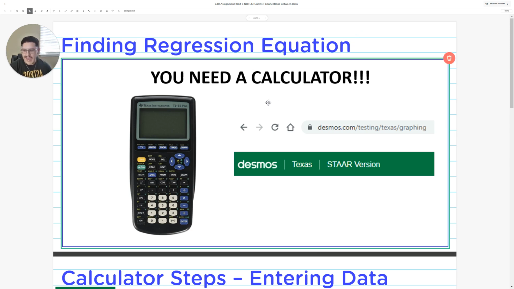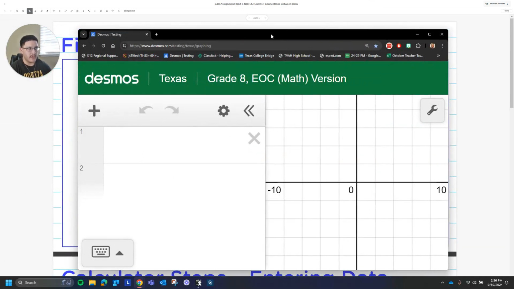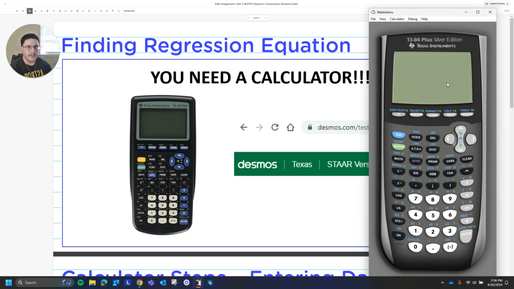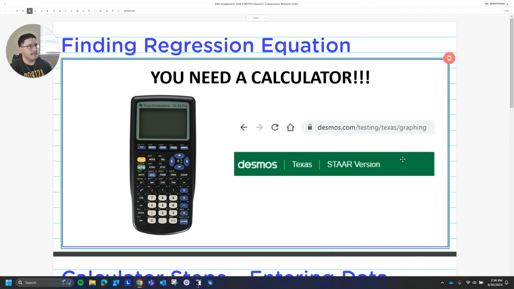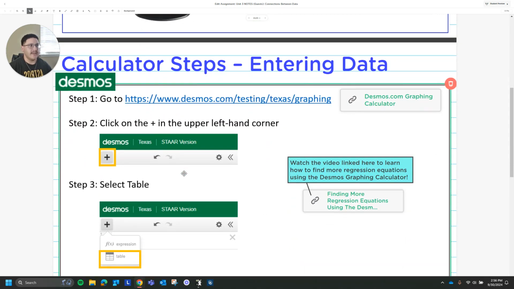So you will need a calculator to find the line of best fit, either through Desmos or the TI-84. In this video, I'm going to be showing y'all both. So whichever one you have, either the Desmos, which is what I'm going to use in a little bit, or the TI-84, it does not matter. Whichever one you find to best help you, or whichever one you find easy. So we're first going to look at Desmos.